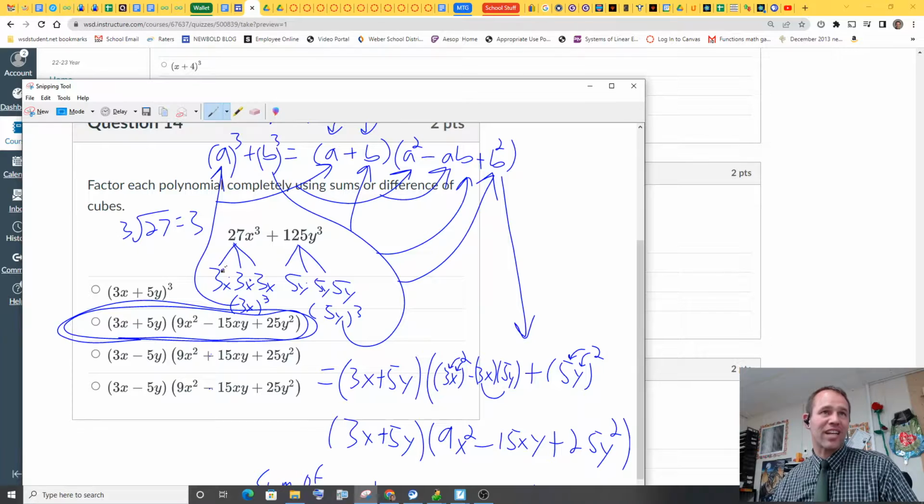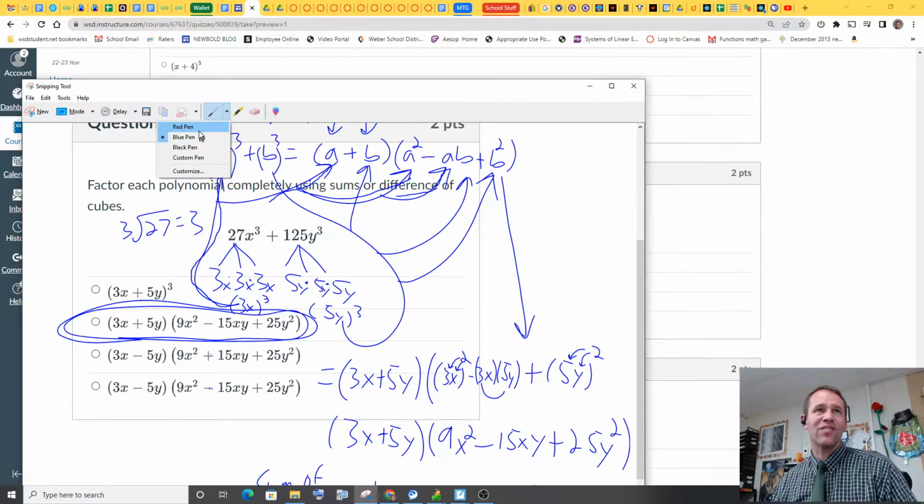You factor it, or take the cube root of it, into 3x times 3x times 3x, and 5y times 5y times 5y. And so wherever you see an a and a b in the formula, you're going to plug in just one of those 3x, because there's 3 of them. You're going to plug one of them into a, wherever you see an a. And for the b value, that's going to be 5y cubed, and so that's just 5y. And so then you're going to plug a 5y in wherever you see a b. There, and there, and there.